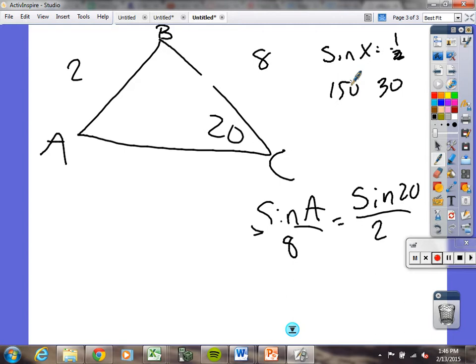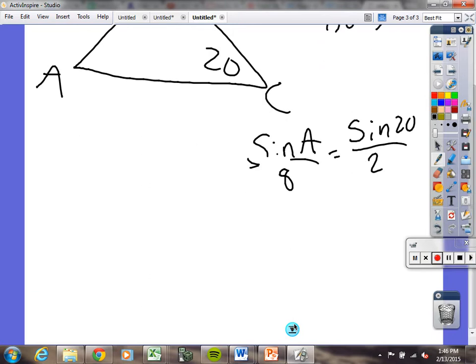That's what sine of x equals. We're going to do it down here. So what we're going to do here is this. This is how we'd solve for A. How do I solve for A here? Multiply the 8 to the other side. Sine of A equals 8 sine of 20 over 2. Well, what do we get?